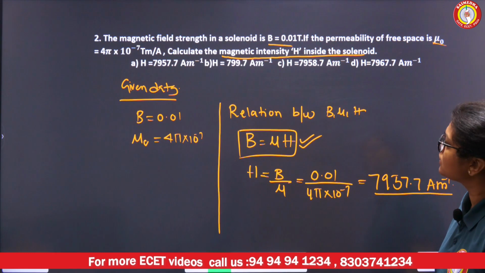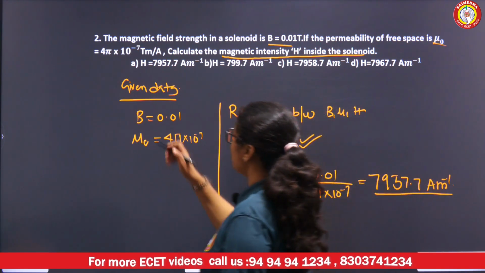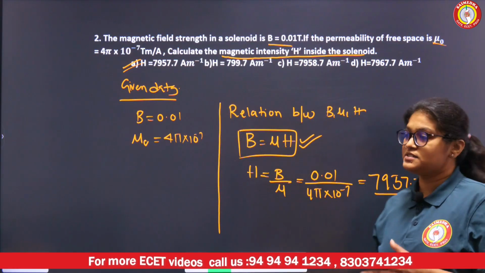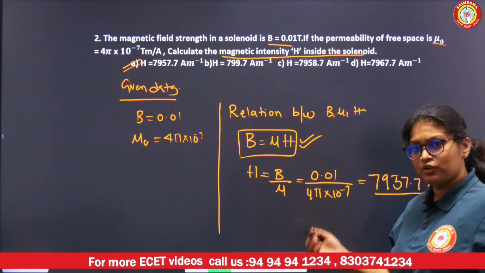7957.7 ampere meter inverse. So we'll see the options. I think option A matches with the answer. Clear? So this is about the magnetic intensity problem. Clear? So we'll go to the next problem.